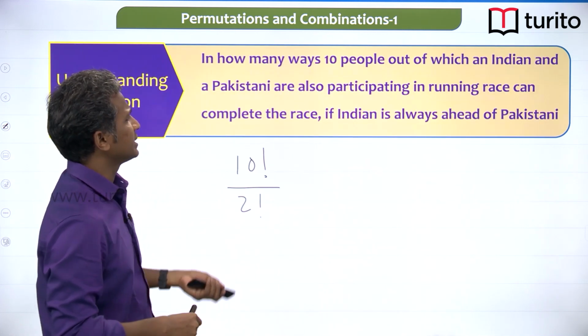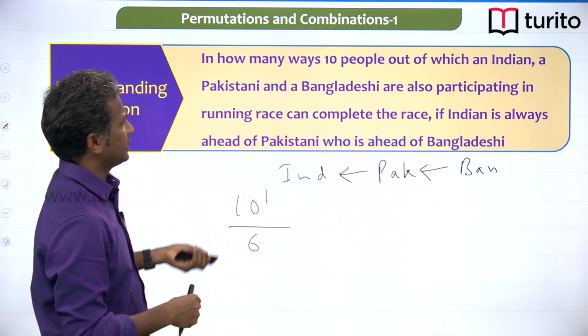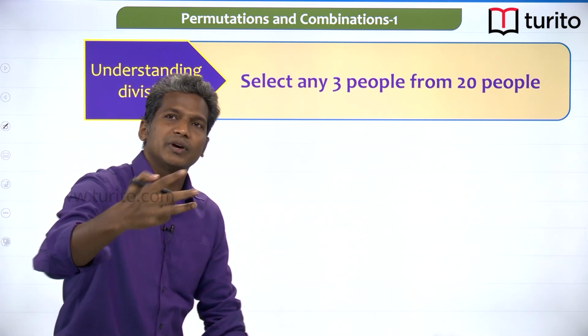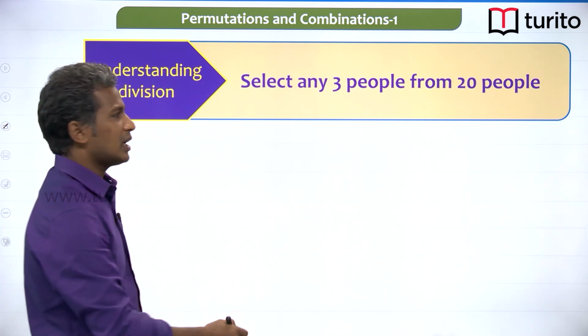Now, let us take another example of this division only. Let us say you wanted to select 3 people from 20 people. In how many ways can you do that?